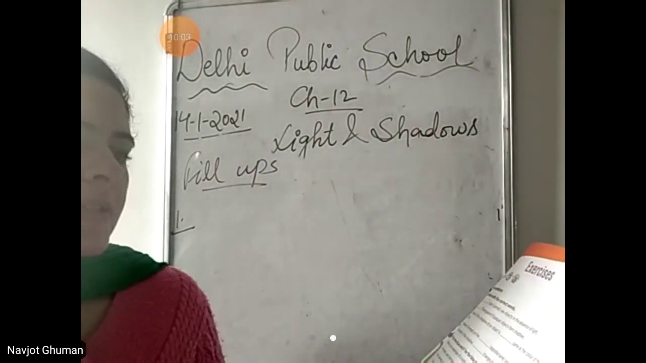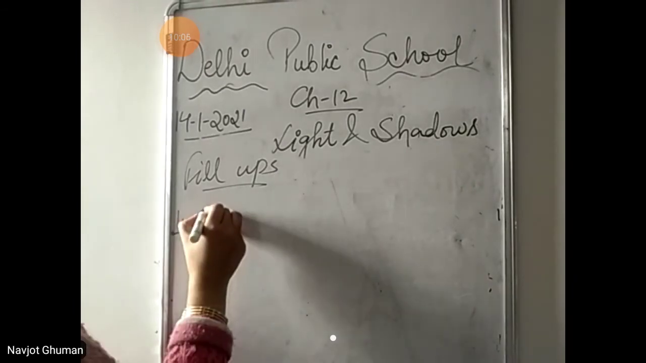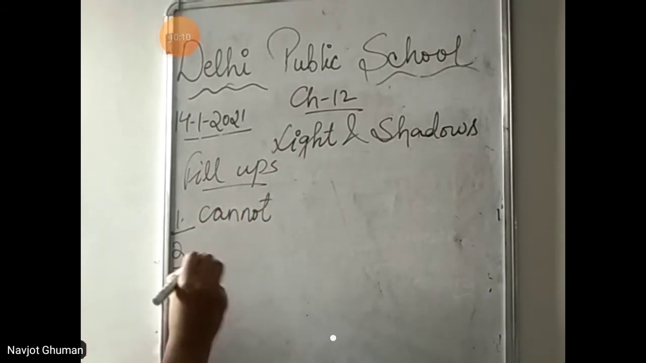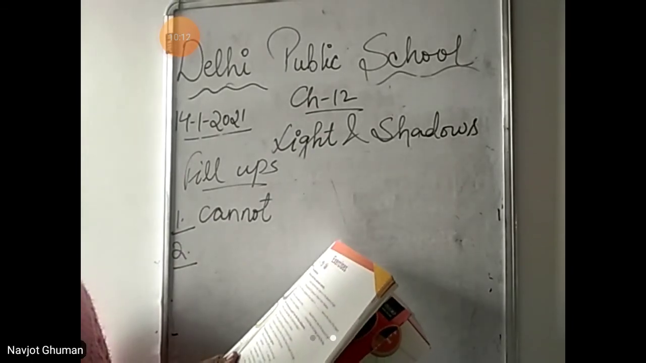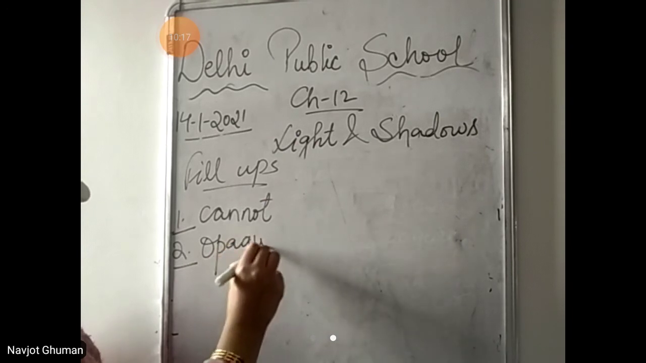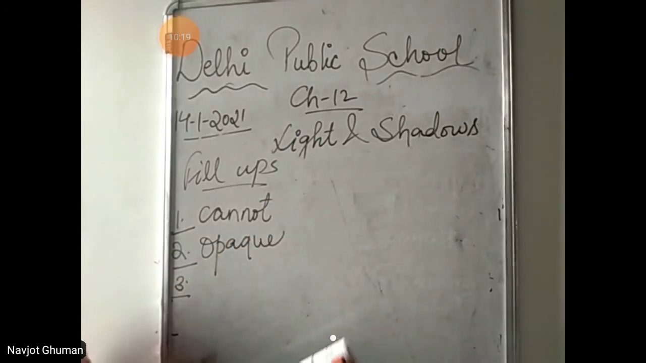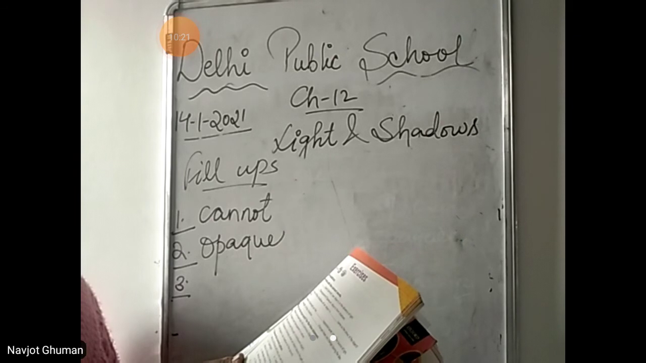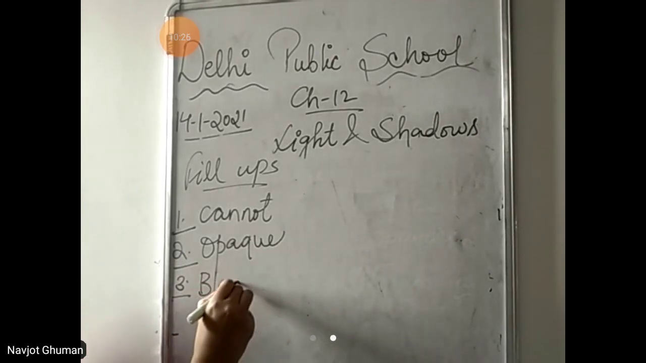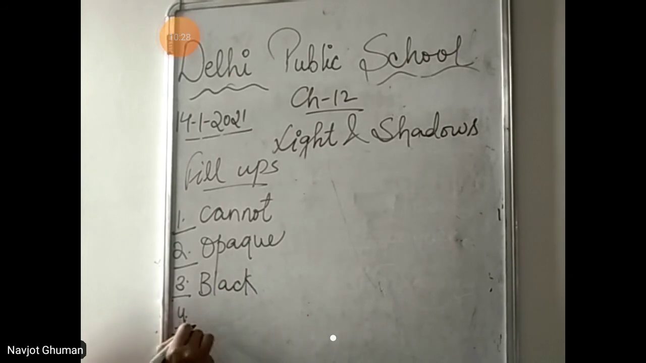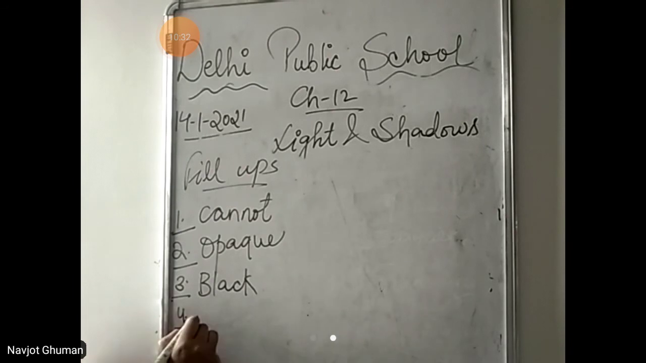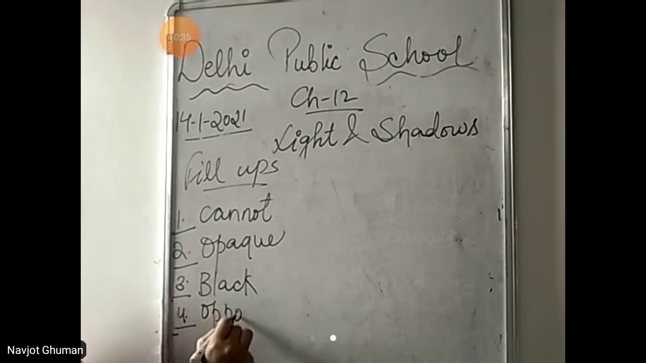We dash see objects in the absence of light. We cannot see objects in the absence of light. Dash objects form shadows. Opaque. Number 3. The color of the shadow of an object is dash. Black. Number 4. A shadow is formed on the dash side of the light source. That is opposite side of the light source.